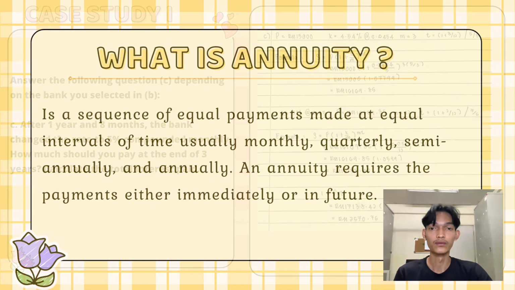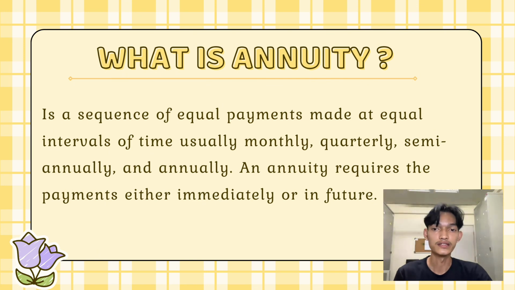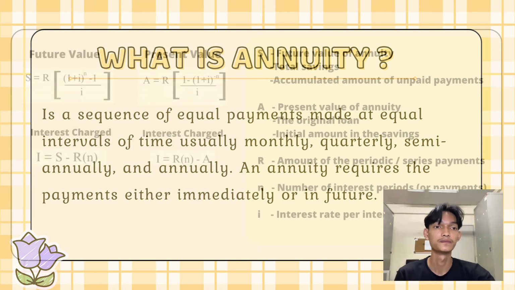So, what is an annuity? An annuity is a sequence of equal payments made at equal intervals of time, usually monthly, quarterly, semi-annually, and annually. An annuity requires the payments either immediately or in the future.